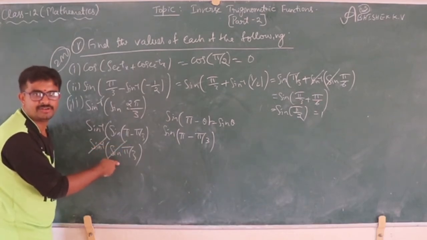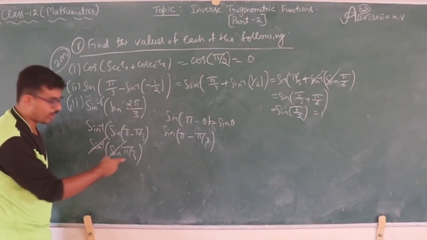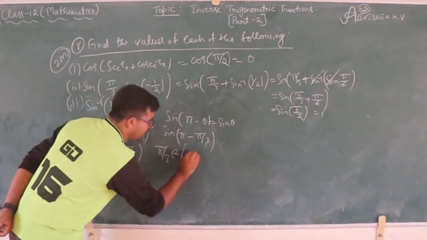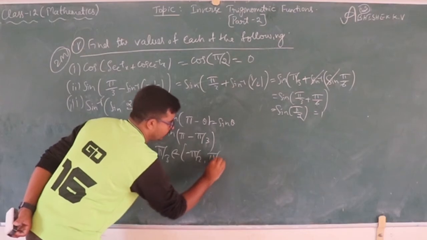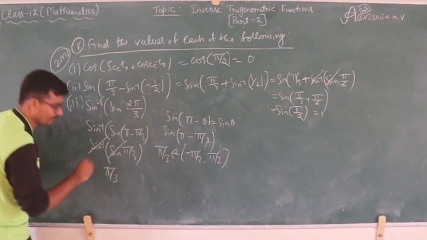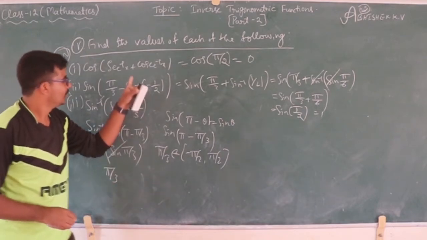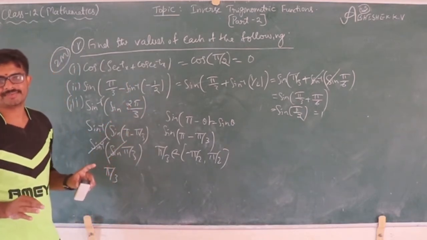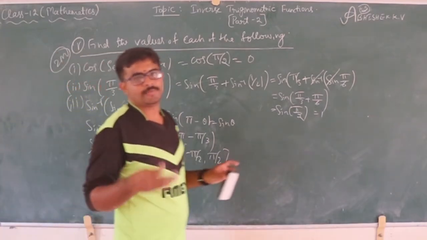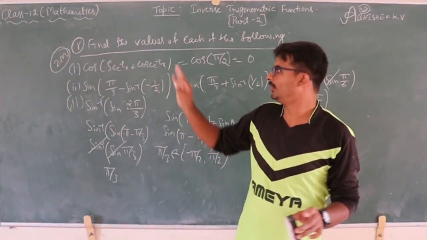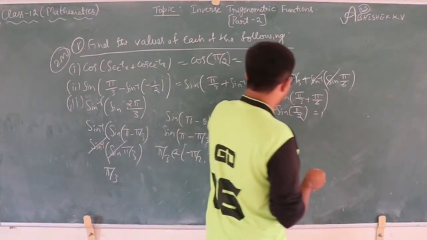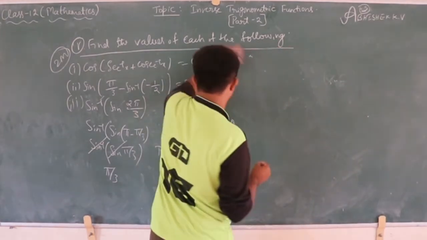Now we have the right to cancel this, because pi by 3, that is 60 degree, is between minus pi by 2 to plus pi by 2. Therefore, the answer is pi by 3, not 2 pi by 3. Please remember this. These are all the problems on inverse trigonometric functions. Totally 5 parts. In this chapter you are going to get totally 8 marks.